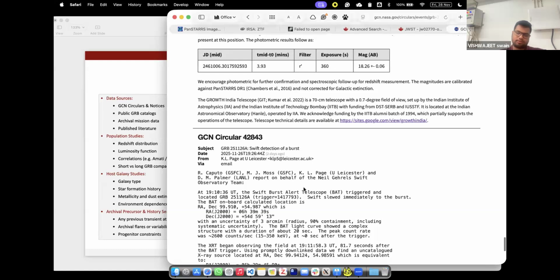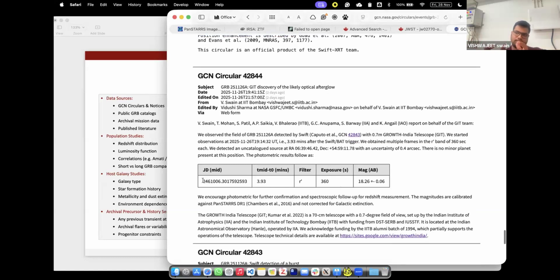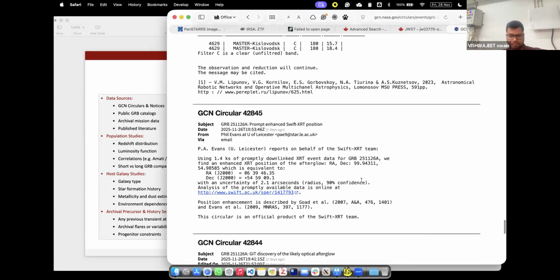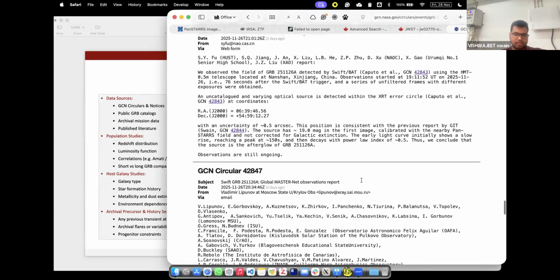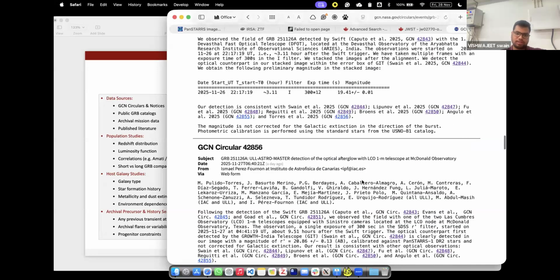First there was a Swift GRB. Swift is a satellite which detected this GRB and observed its prompt emission at very high energy. Then there is its afterglow discovery by us, the GROWTH telescope, and we published that we found the afterglow from this particular event, with this magnitude. Other people then immediately followed it up and gave their observed magnitudes. You can see the number of GCNs posted by people to this particular platform.